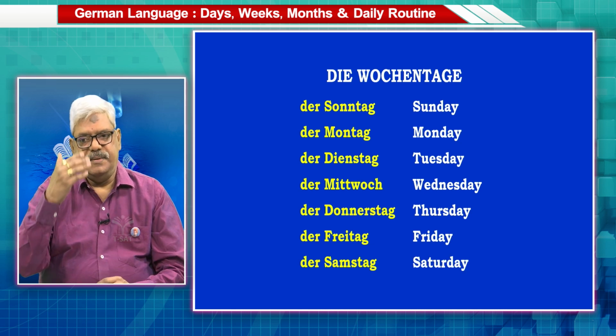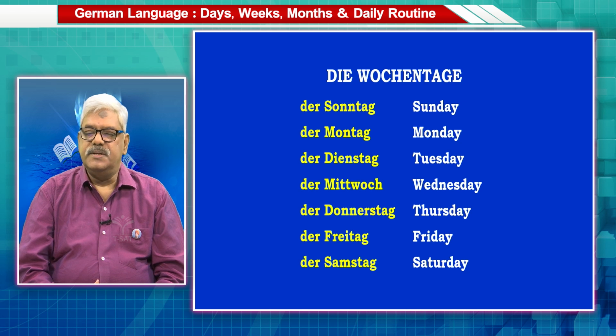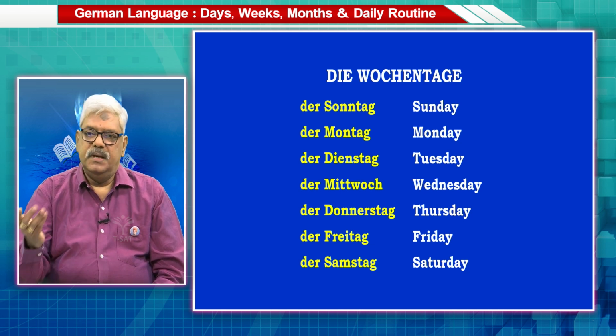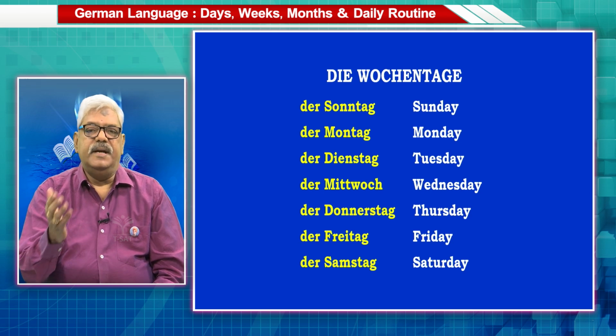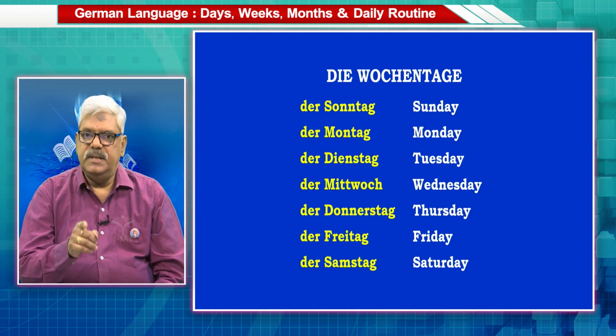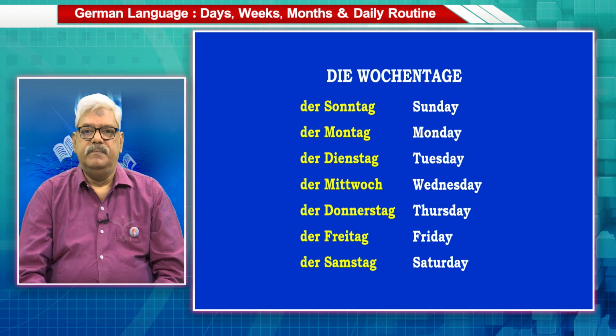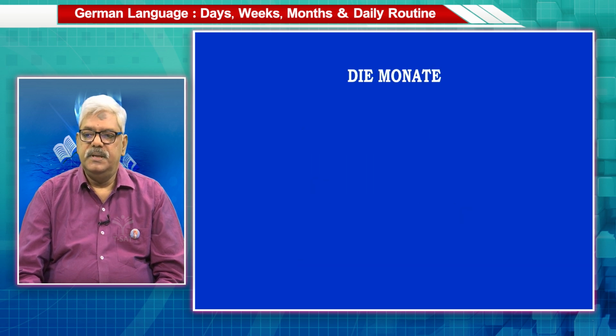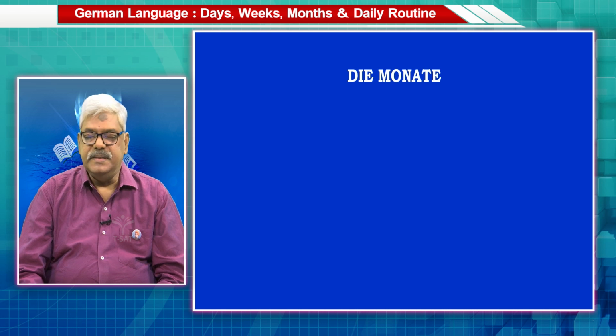So let us quickly once again see all of them. Der Sonntag, der Montag, der Dienstag, der Mittwoch, der Donnerstag, der Freitag, der Samstag. In the previous lesson, we had discussed genders. All these are masculine, that's why you have "der" there. Let us now proceed to the next, Monate, the months.